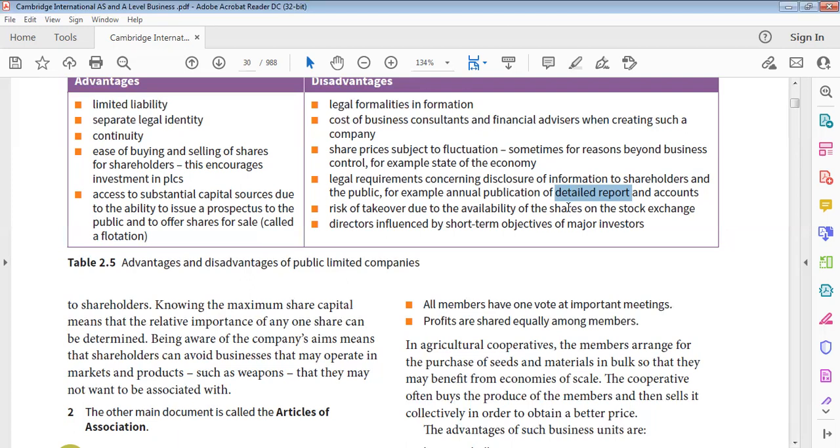Now, why do you think it is mandatory? Why does the government want you to publish or show all your accounting details to the public? So that people, I don't know, sir.